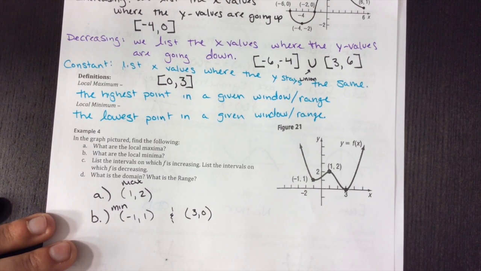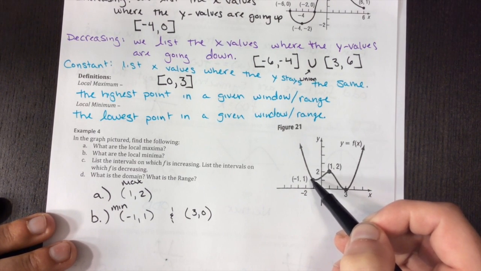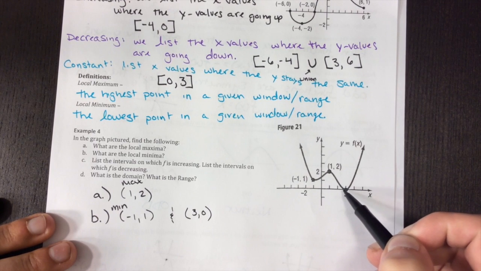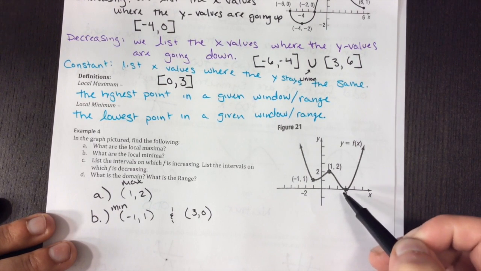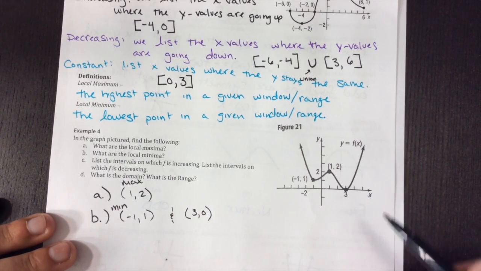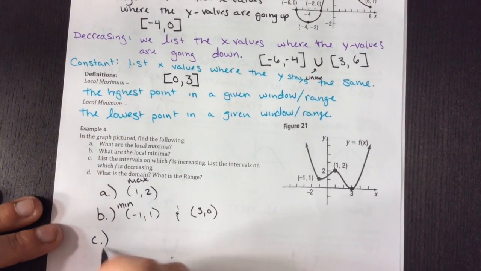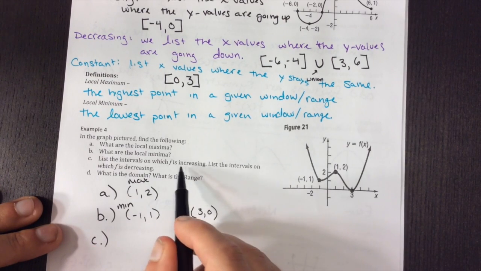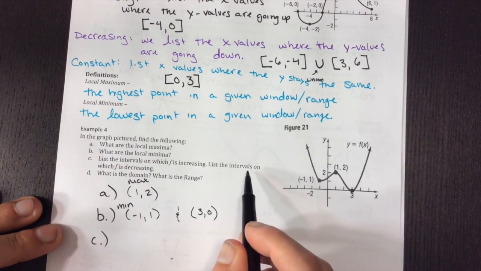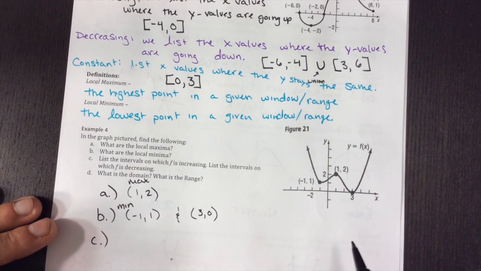If we wanted to be super specific, we would call (-1, 1) the local minima, and we would call (3, 0) the global minimum, because this is the lowest point that our function will ever be. Next up, list the intervals where we're increasing, list the intervals where we're decreasing, and if we had any constant, we would.